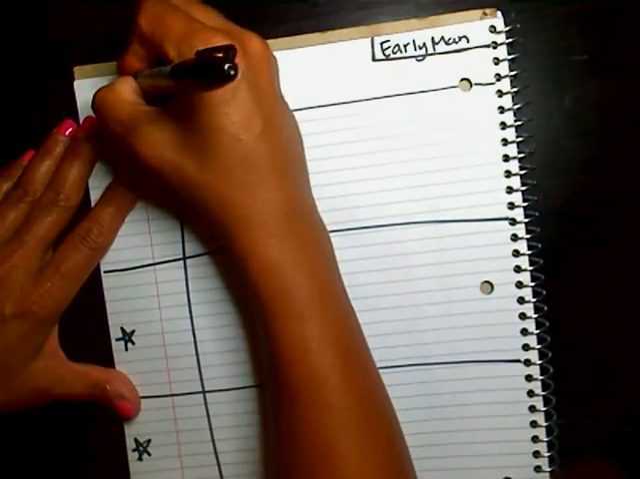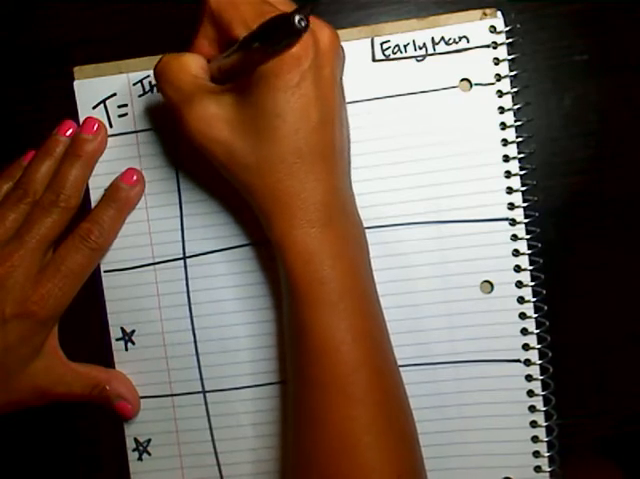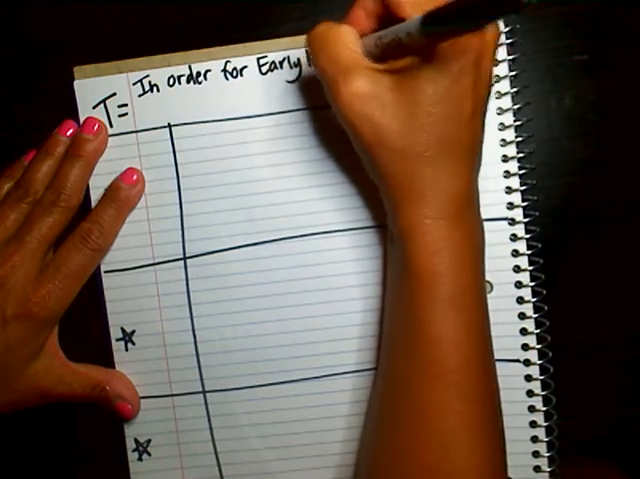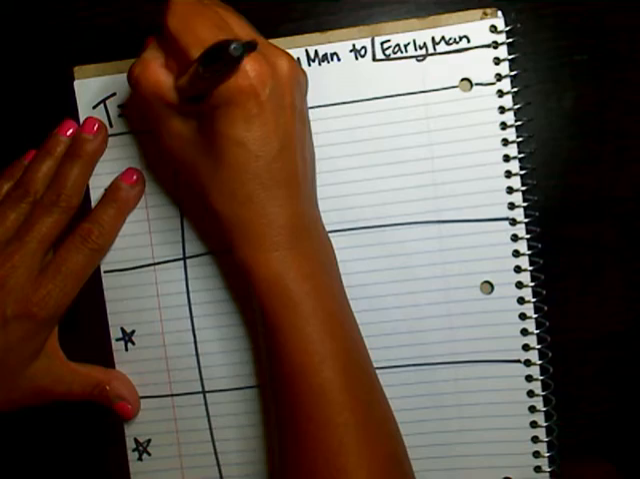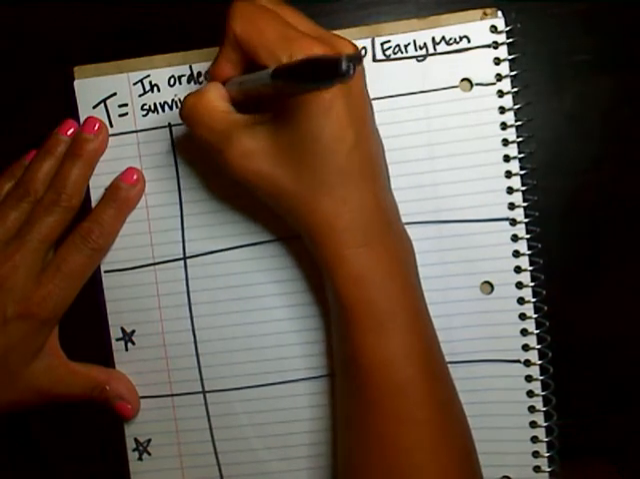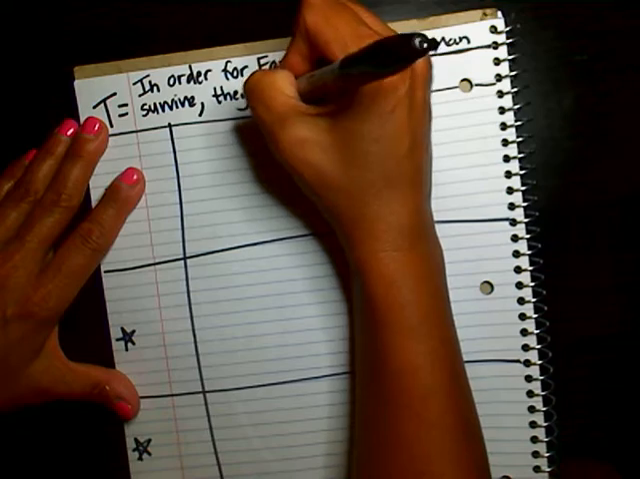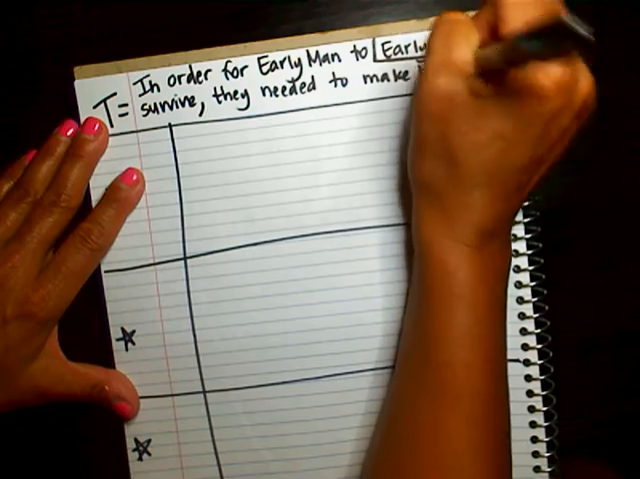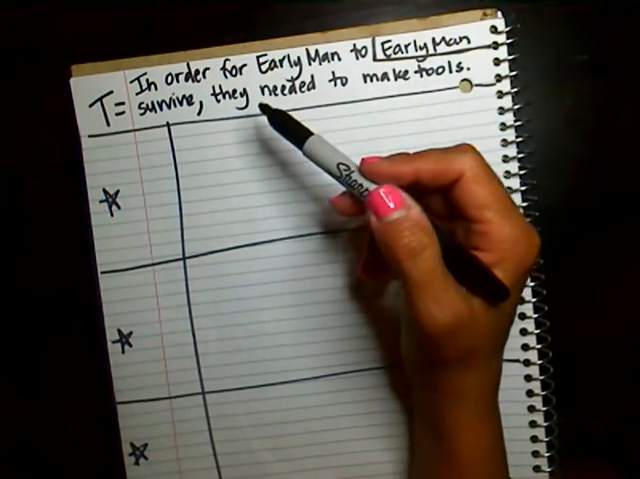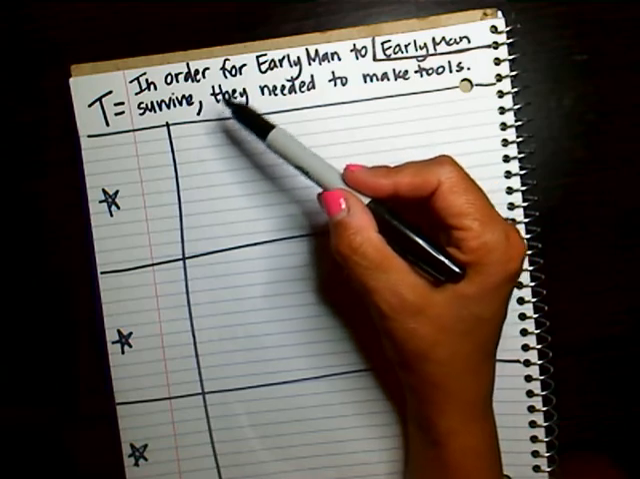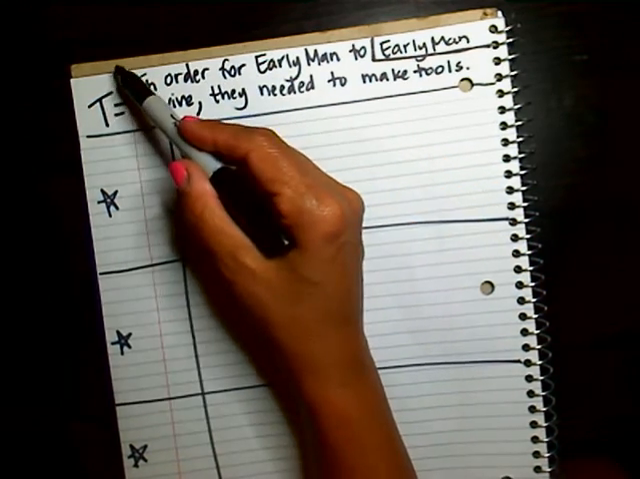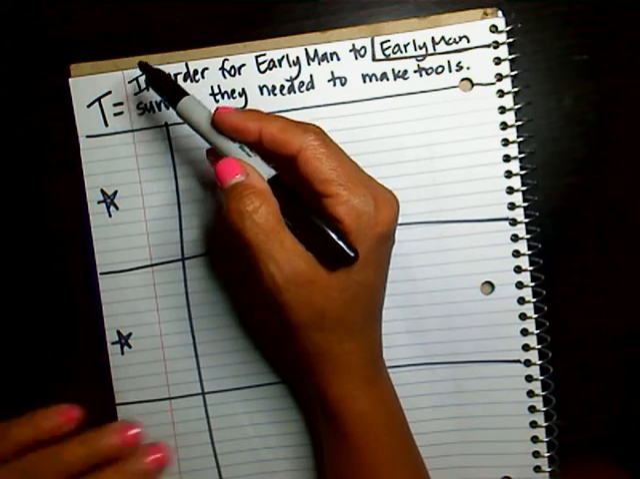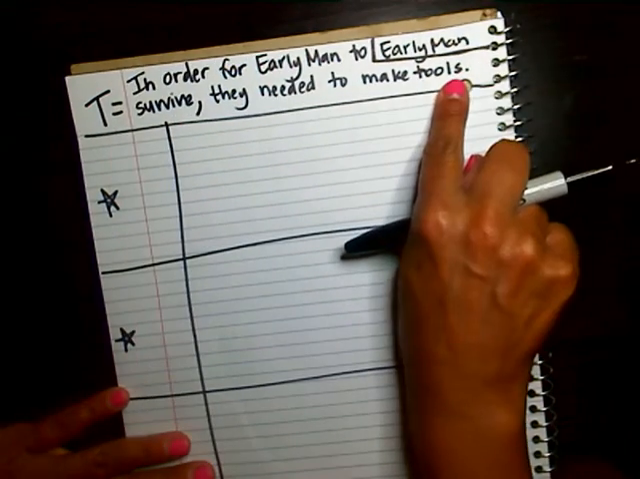There's one sentence here. In order for early man to survive, they needed to make tools. I'm only going to put one sentence here. Mrs. Everett and I are going to create another video about a topic sentence, because this topic sentence really should be a couple more sentences, and we'll give you a variety of ways. But for right now, we're just going to write one sentence up there.